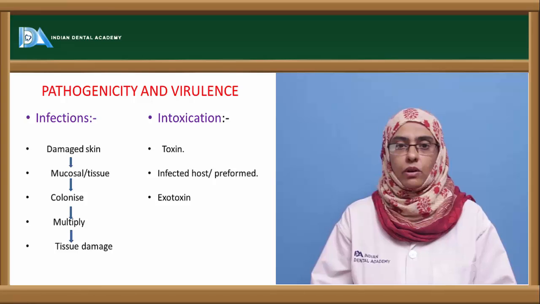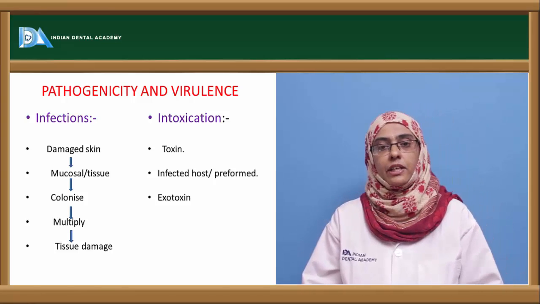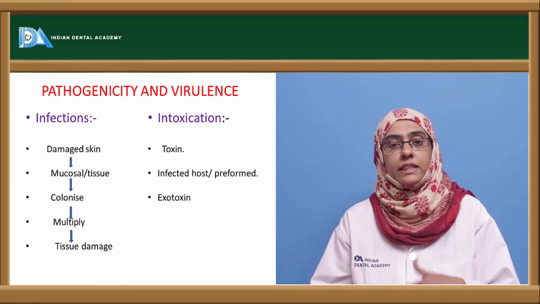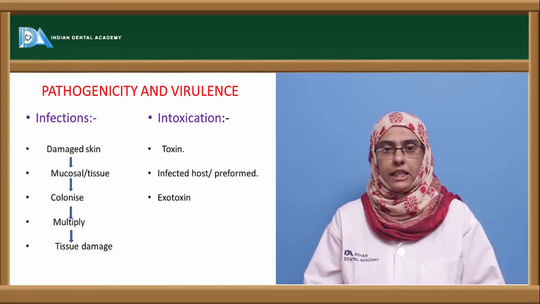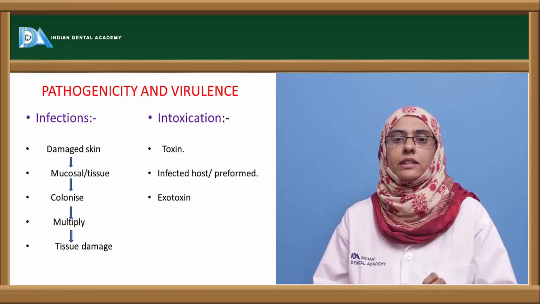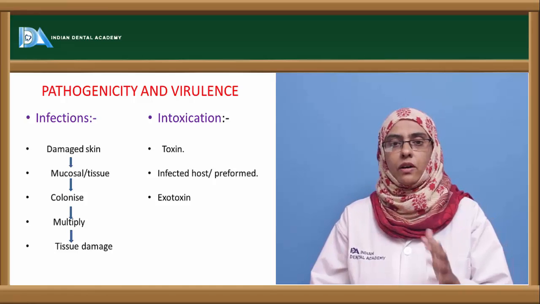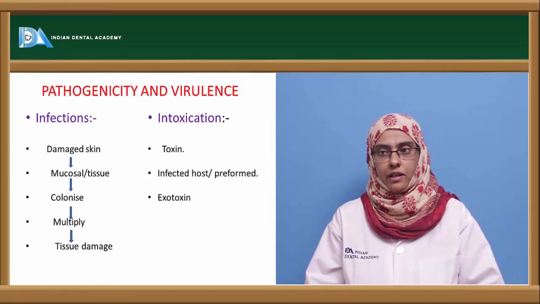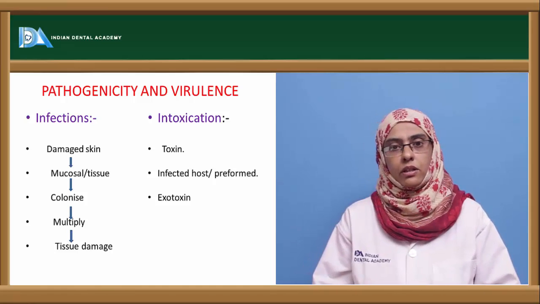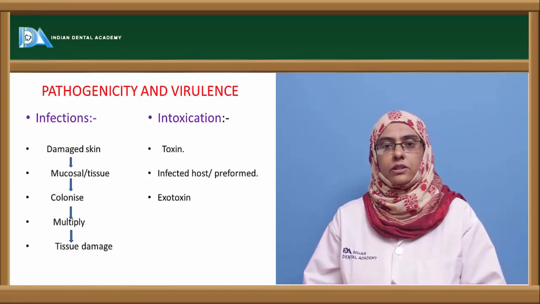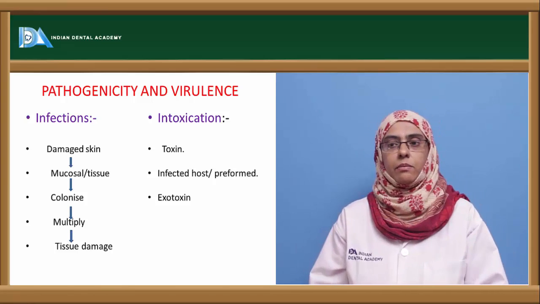Pathogenesis is the ability to cause the infection, and virulence is the degree of the pathogenicity, to what extent it can cause the infection inside the body. And there are different virulence factors that determine the virulence and the pathogenesis of the organism. So the pathogenesis or the virulence can be determined in two ways.